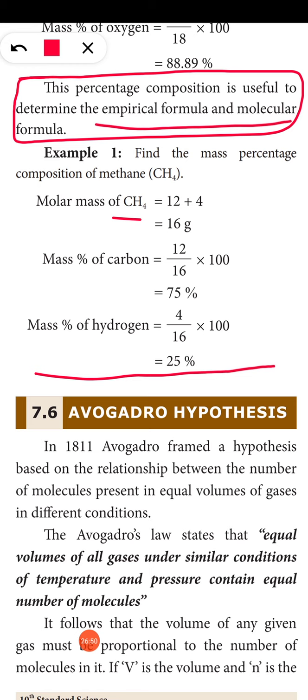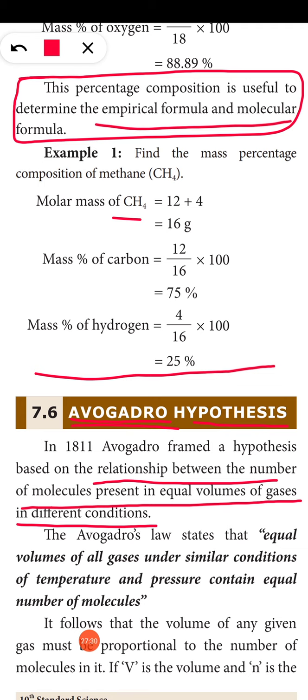Then Avogadro's hypothesis. Avogadro is the name of the scientist. Hypothesis means principle or law. Amedeo Avogadro in the year 1811 framed a hypothesis based on the relationship between the number of molecules present in equal volumes of gases at different conditions. So actually Avogadro relates the volume of the gases and the number of particles present in the gas.